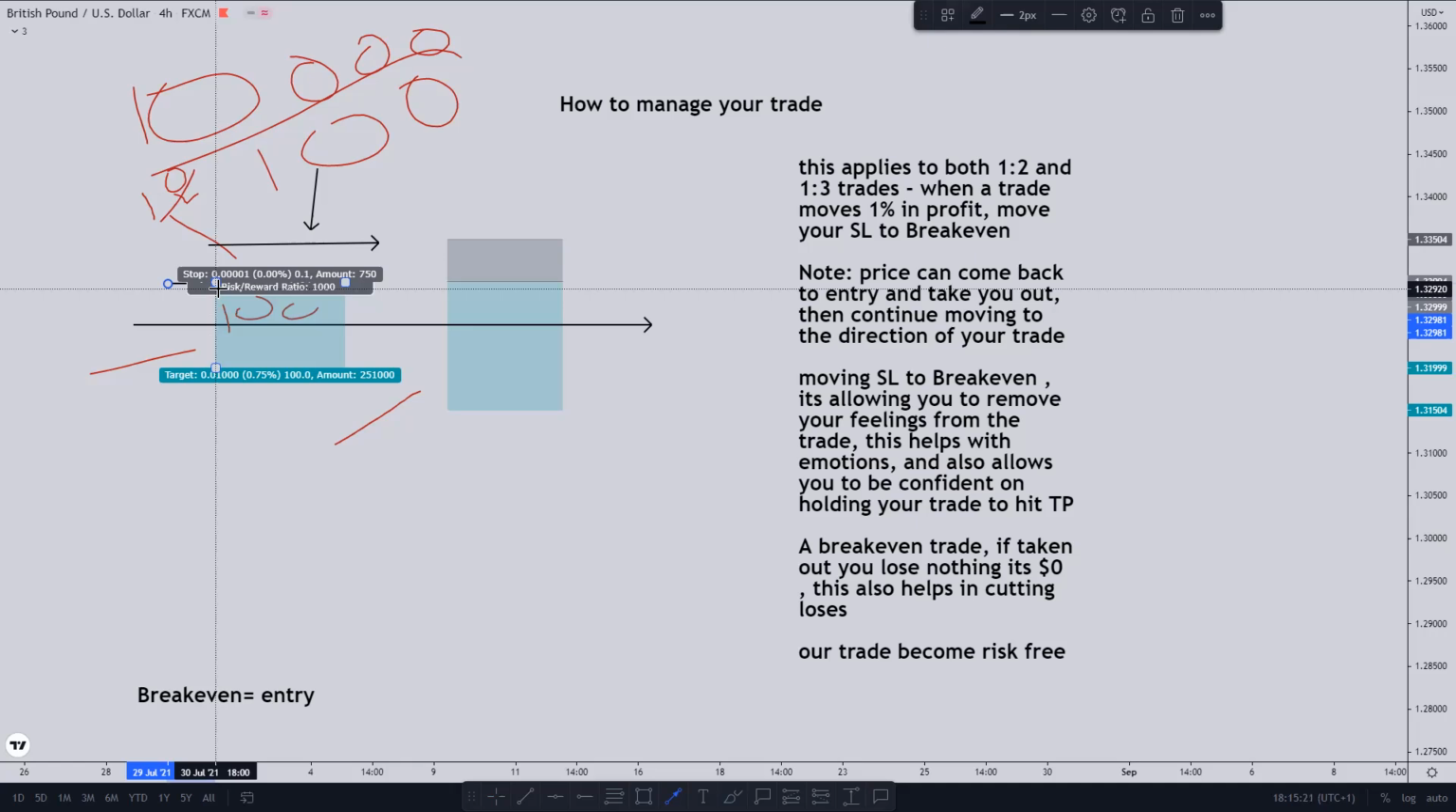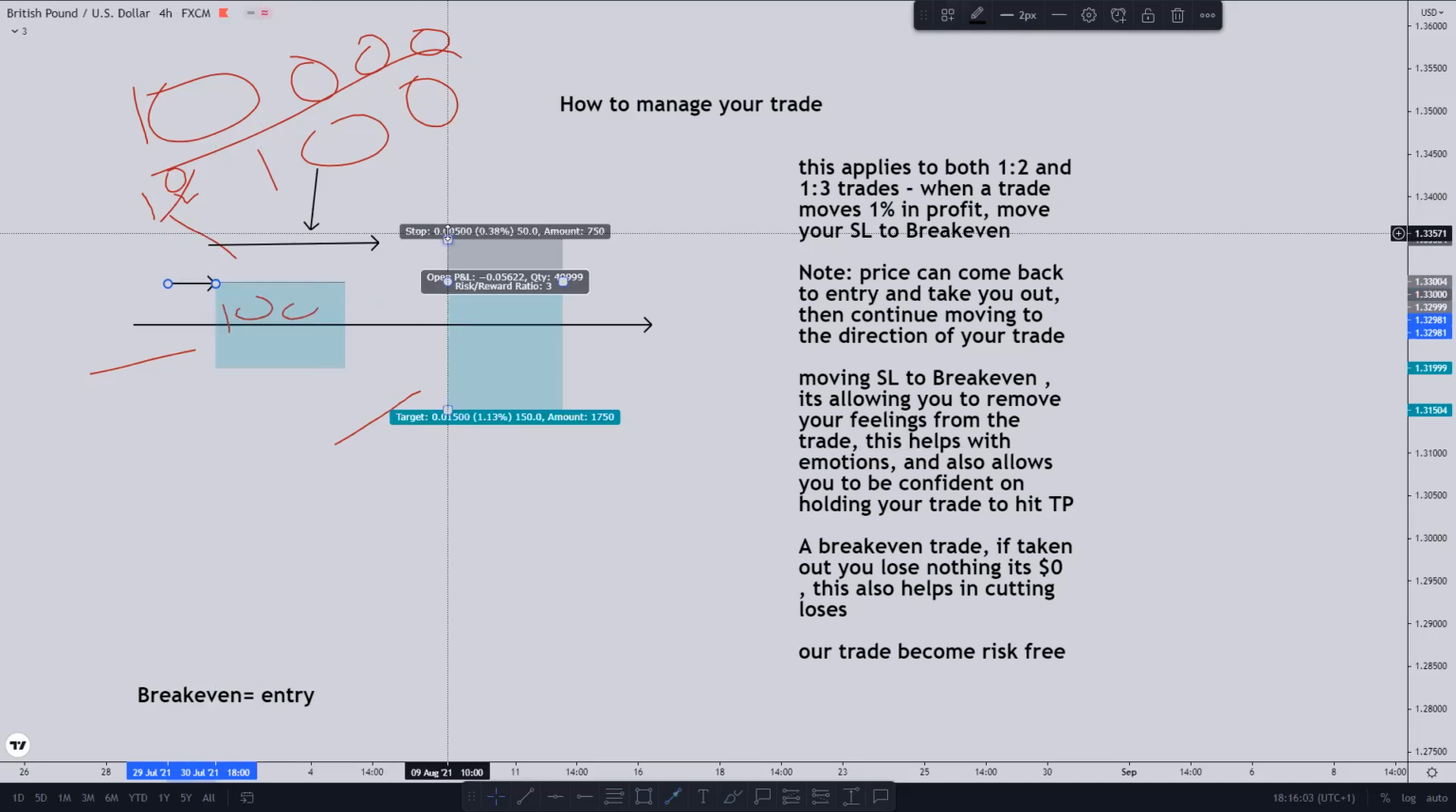So this allows you to remove the feelings from the trade, and allow your trade to go hit TP, and also helps you to be confident in holding the trade, right? And then the other thing is that after you've entered a trade and you put a stop loss and TP, it's not easy to just put your phone away. So the moment it moves 1% in profit and you move your stop loss to break even, now you are comfortable putting your phone away and forgetting about the trade because you know that you're risking nothing, right? So this also helps you with that.